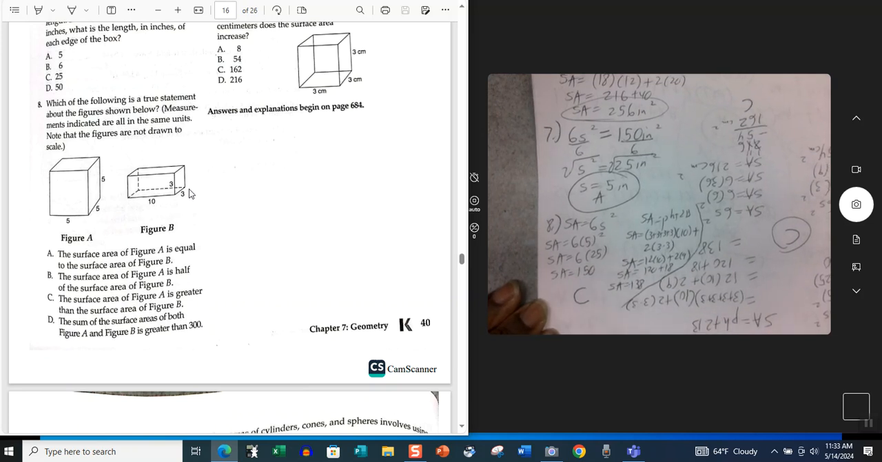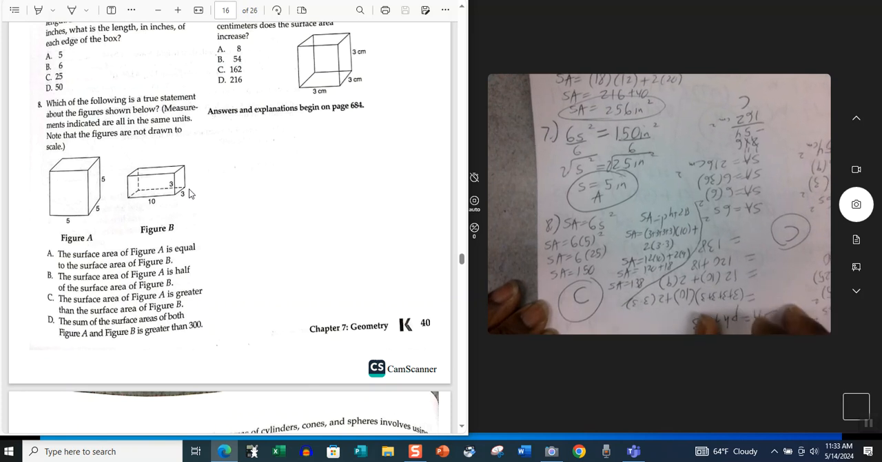But if we look here at the last one, it says the sum of the surface area of both figure A and figure B is greater than 300. 150 plus 138 does not equal 300, or is not greater than it. So your answer is C.